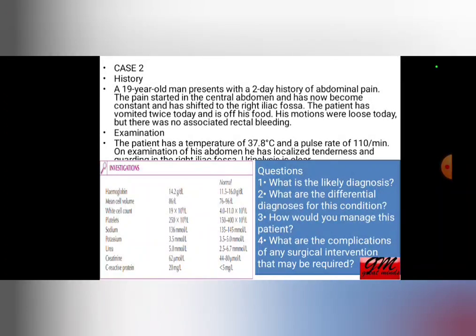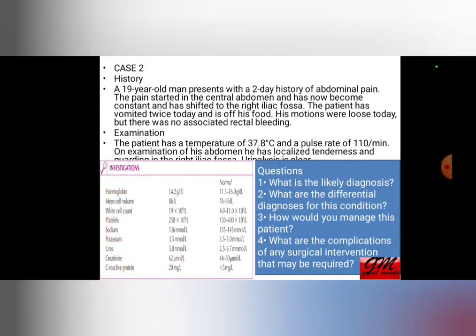So those are the complications specific to acute appendicitis. You can have fistula formation, like fecal fistula. You can have abscess formation. You can have sinus formation. Those are the specific complications of the post-operative.